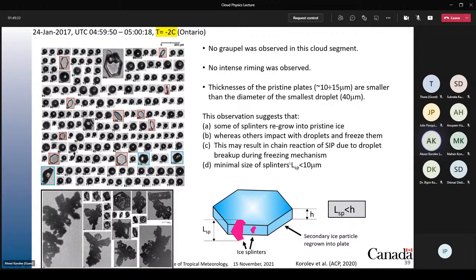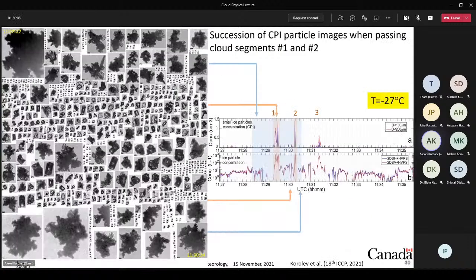I should say that such splinters can survive only in a supersaturated environment, supersaturated over ice. Otherwise, they will rapidly sublimate. So that's an important condition for secondary ice: the environment should be supersaturated if it results in splinter production. Bigger ice, for example from an ice-ice collision, may survive in different conditions.